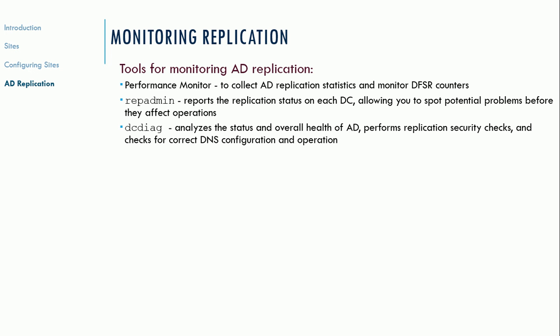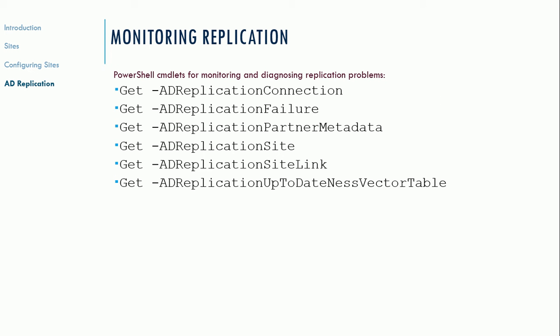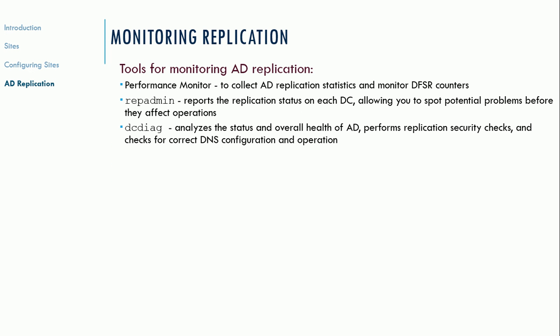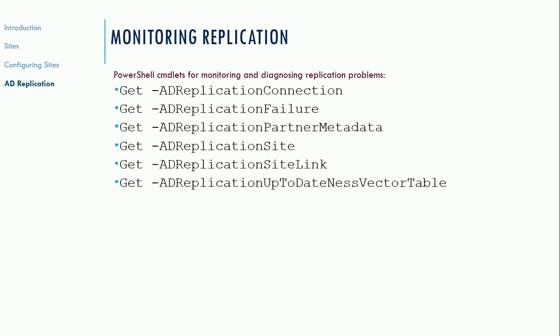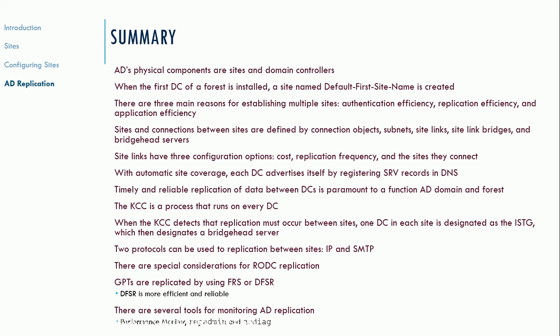You can use DCDiag to analyze the status and overall health of Active Directory, and it performs replication security checks and checks for correct DNS configuration. So that's another useful command. Again, it's a good idea to look at these commands and have a good understanding of them, and here's a list of some of the PowerShell commands as well. But I would say it's more important to make sure you know these basic commands because there's a good chance that you'll see those on a test, and it might ask you to describe what each of these different commands does. But these are the PowerShell cmdlets that you can also use to do some of the same things that we looked at here. And that's pretty much it for this unit.